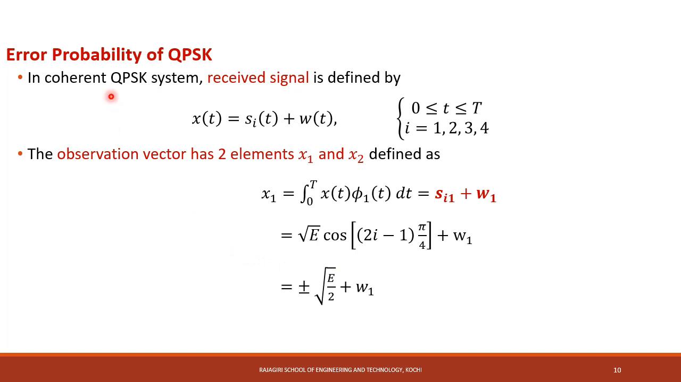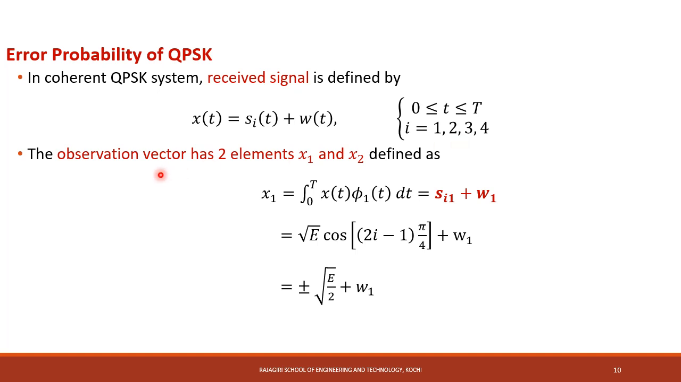Now, once we have obtained the signal space diagram of QPSK and divided it into M decision regions, we can derive the probability of error for QPSK systems. In a coherent QPSK system, we know that the received signal can be defined in terms of the transmitted signal as x(t) = si(t) + w(t), where si(t) is the transmitted signal and w(t) is a sample of additive white Gaussian noise. Here i takes values 1, 2, 3, 4 depending upon the symbol that is transmitted.